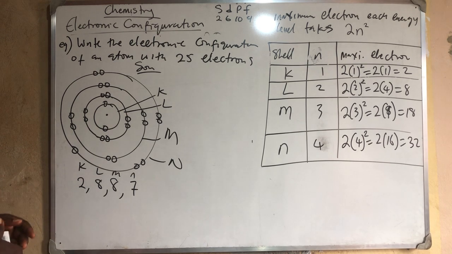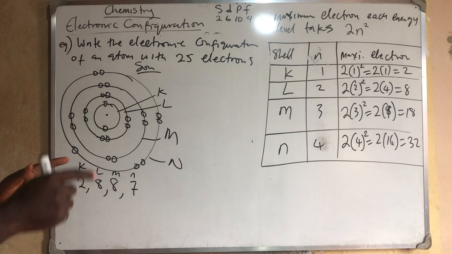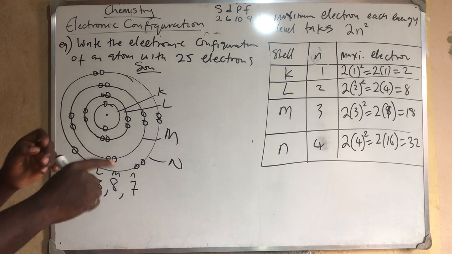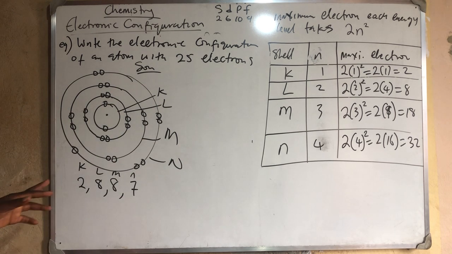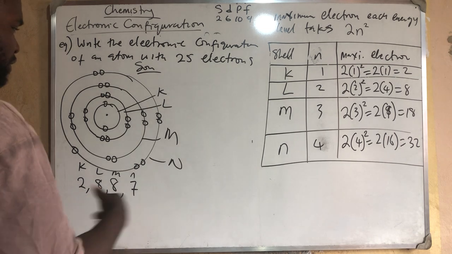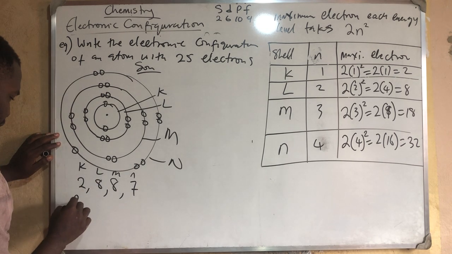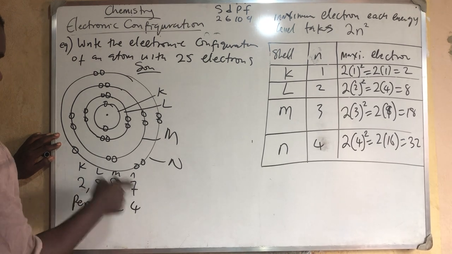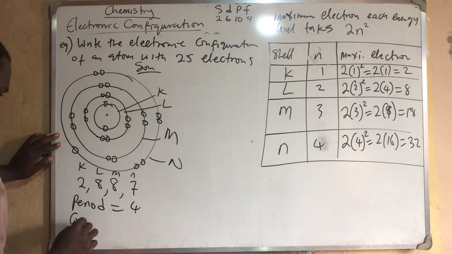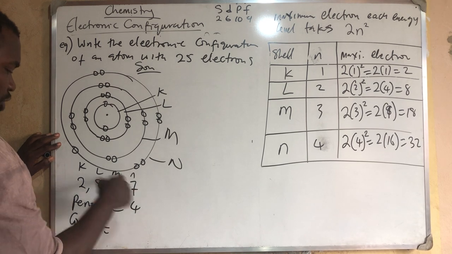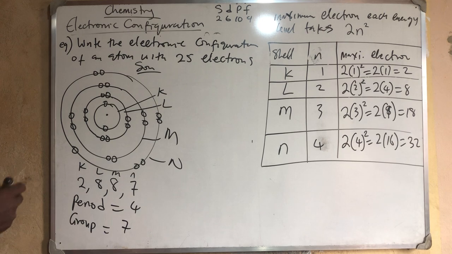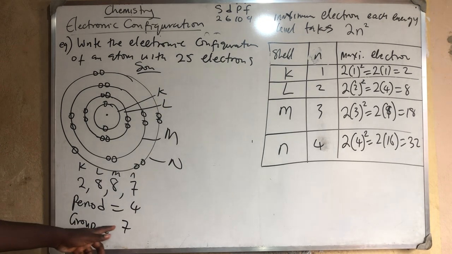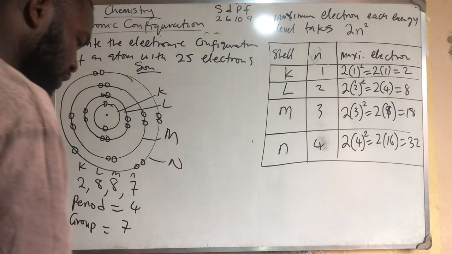And electronic configuration helps us to know the position of that atom or element in the periodic table. If it has 4 shells, it means that the period is 4. The period is determined by the number of shells. So for this particular atom, the period is 4, because I have the first, second, third, and fourth shell. The group is gotten from the last digit you are seeing, and the last digit there is 7. So this particular element is in group 7, period 4, in the periodic table.